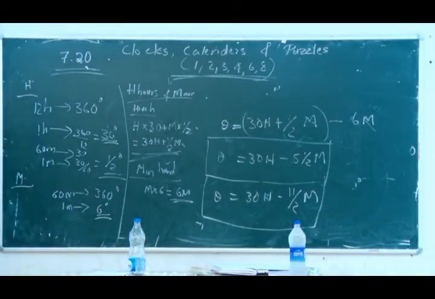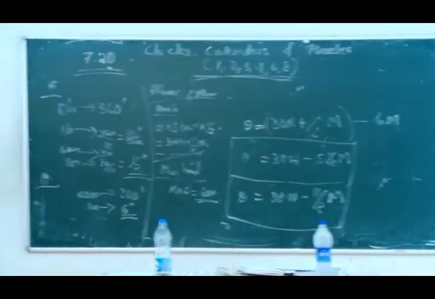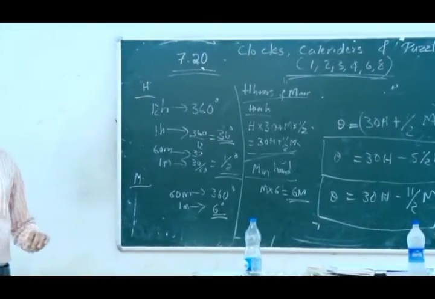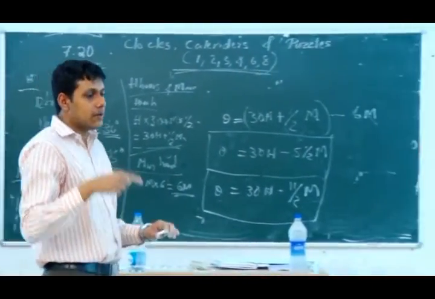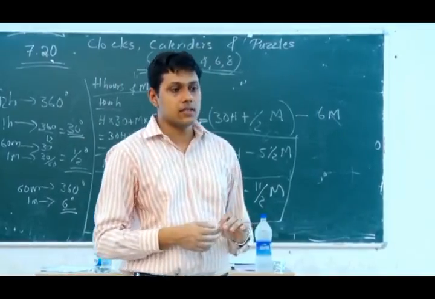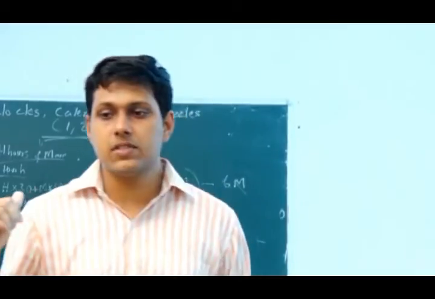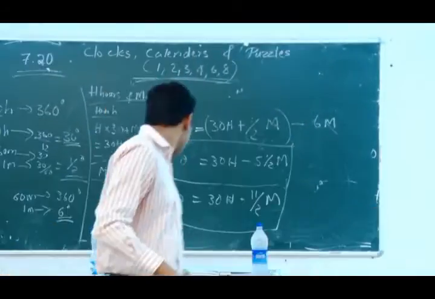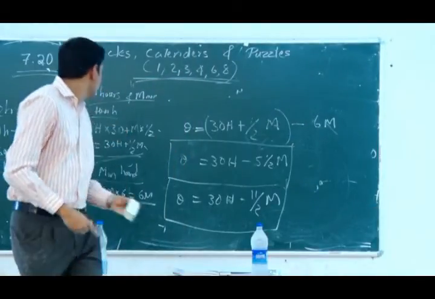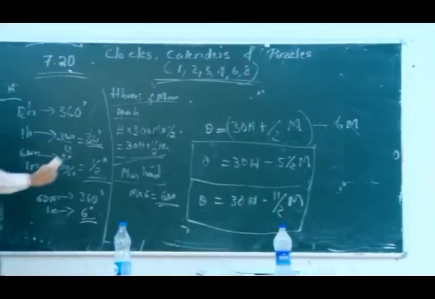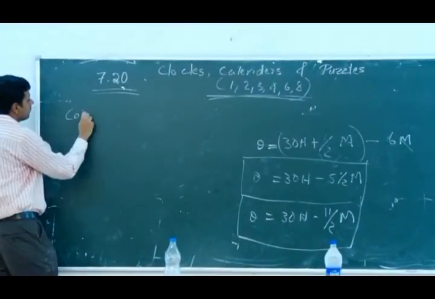So this is the generalized formula we have for finding the angle between the hands. Otherwise we will have to draw the clock every time and find the answer. It will be difficult, but with this formula we will be able to solve the problems easily. Clear of this formula again? Yes? Okay. Next, you will see the coincidence of hands.